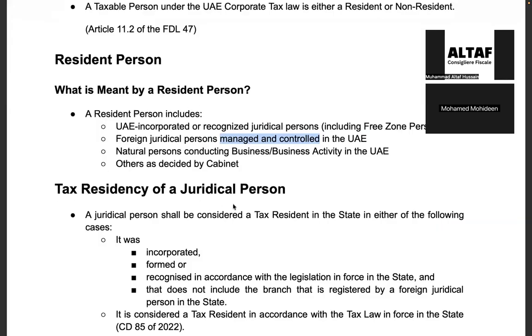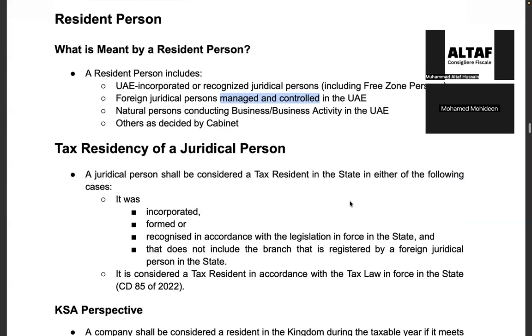Now, tax residency of a juridical person. Now we are coming to the legal entities only. A juridical person shall be considered tax resident in the state, meaning UAE, in either of the following cases. It was incorporated or formed or recognized in accordance with the legislation in force in the state. This is addressing only the juridical person, and that does not include the branch that is registered by a foreign juridical person in the state. Does not include.